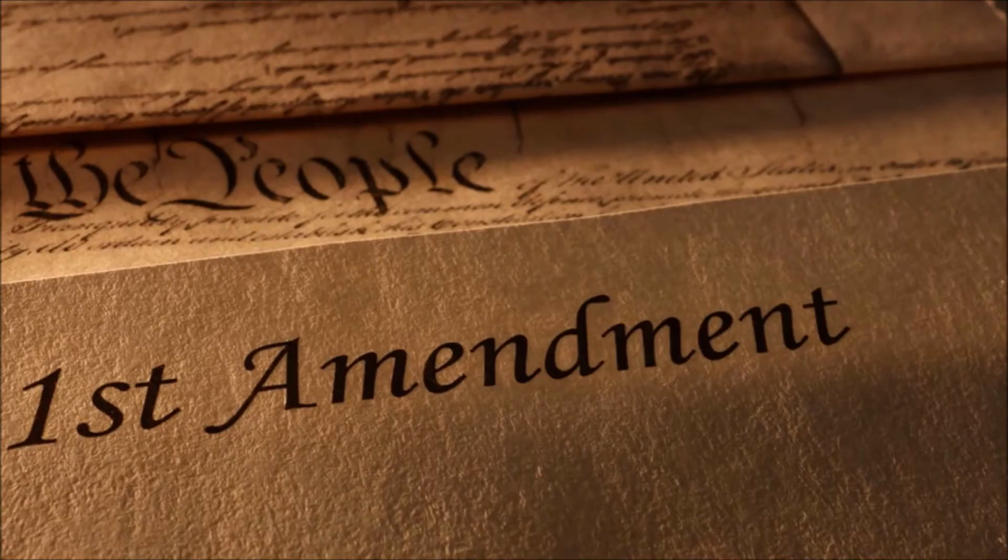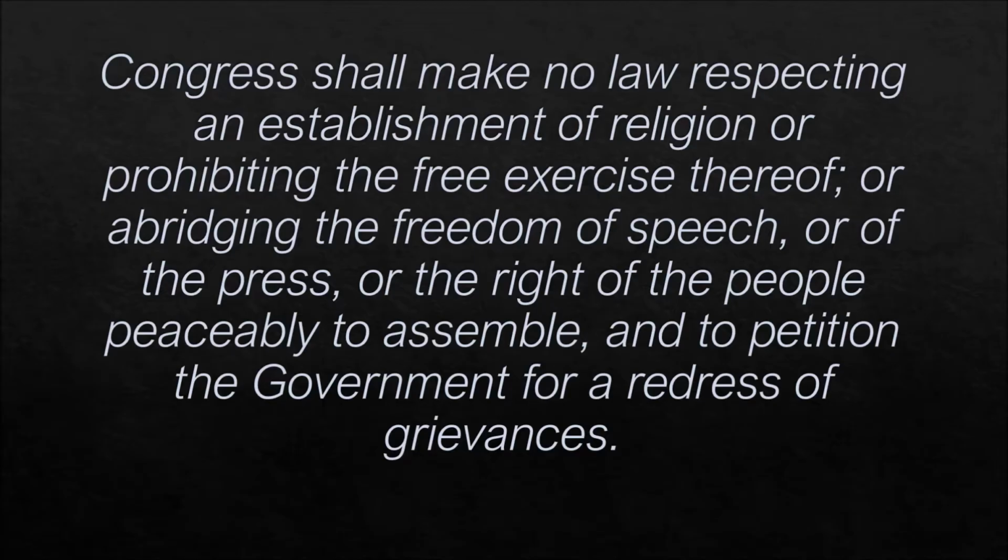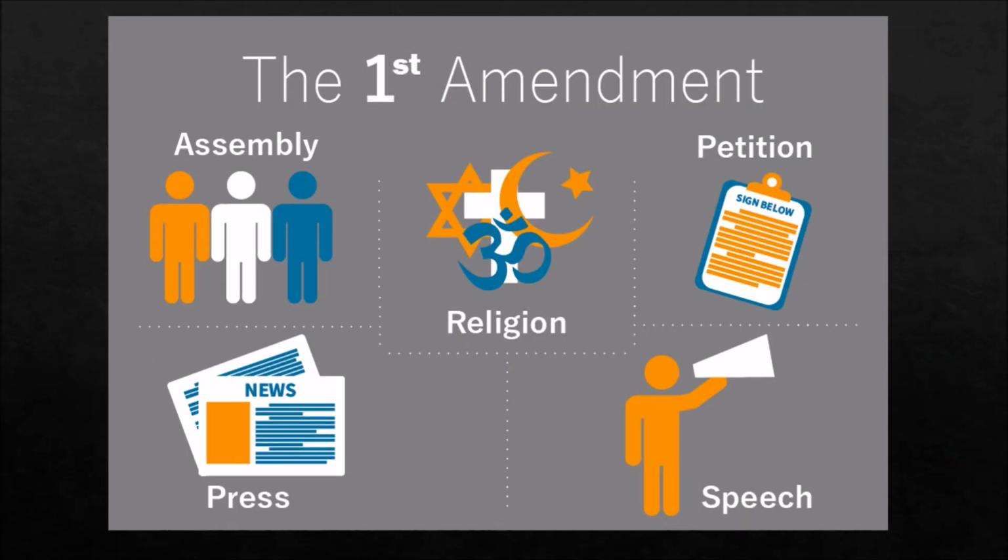The First Amendment specifically states, Congress shall make no law respecting the establishment of religion or prohibiting the free exercise thereof, or abridging the freedom of speech or of the press, or the right of people peaceably to assemble and to petition the government for a redress of grievances. Now, what does that mean in normal English? Well, it means we have 5 essential rights granted by the First Amendment, and these rights include freedom of assembly, religion, petition, press, and speech.